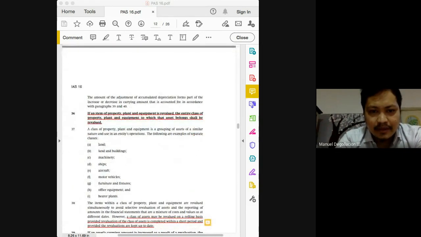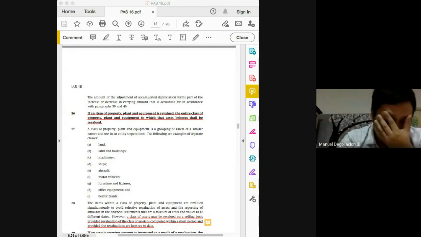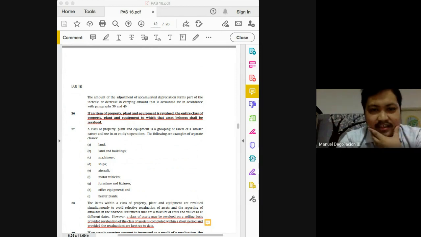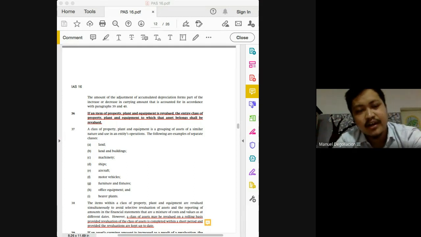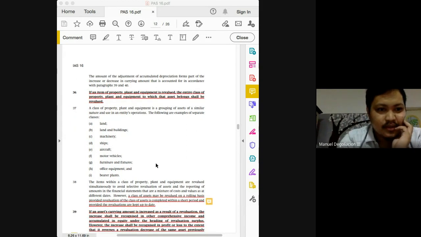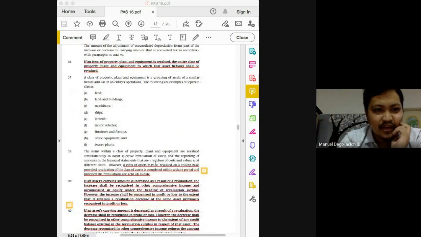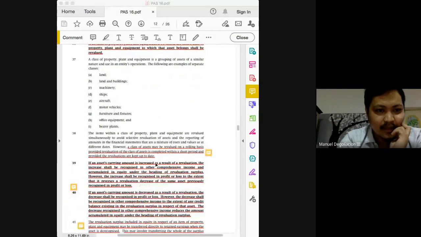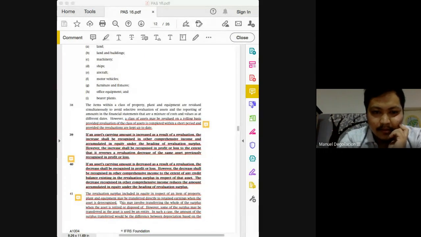Okay. Paragraph 36 is a good source for a true or false question that may be asked in your multiple choice examinations. If an item of property, plant, and equipment is revalued, the entire class of property, plant, and equipment to which that asset belongs shall also be revalued. Okay, and paragraph 37 gives you the different classes of property, plant, and equipment. Okay, but you have a caveat there, proviso clause in paragraph 38.